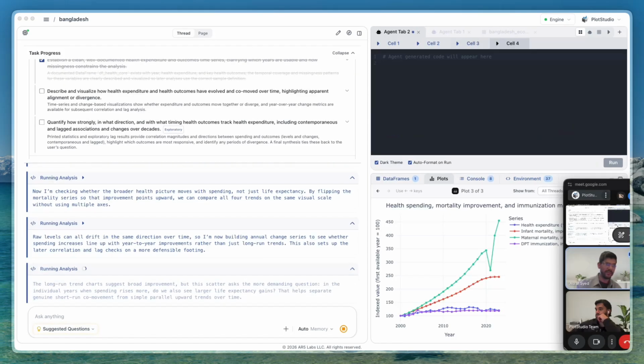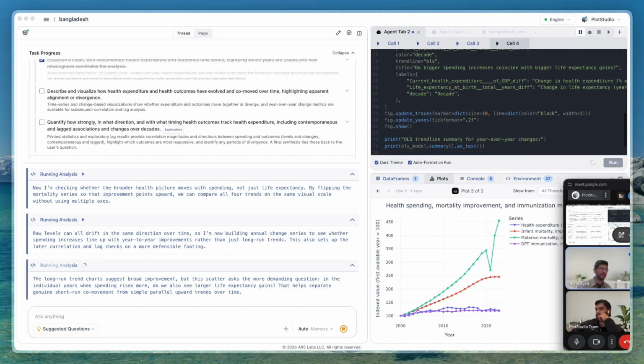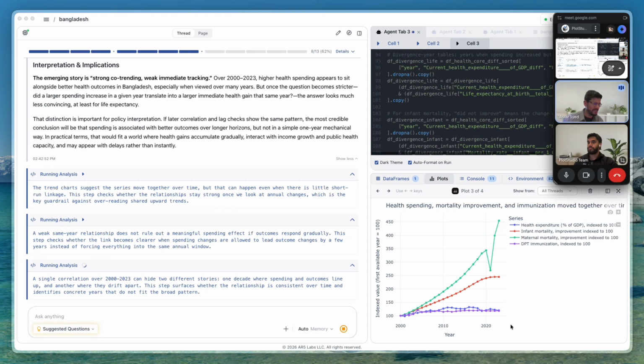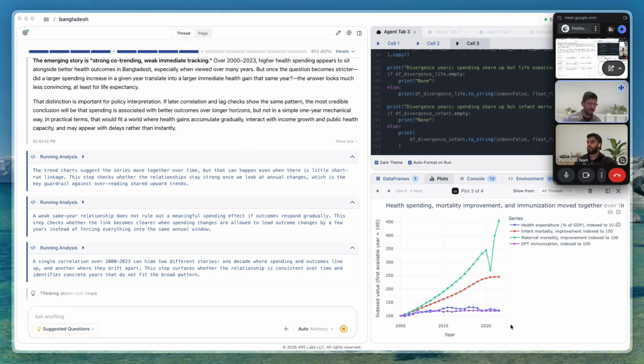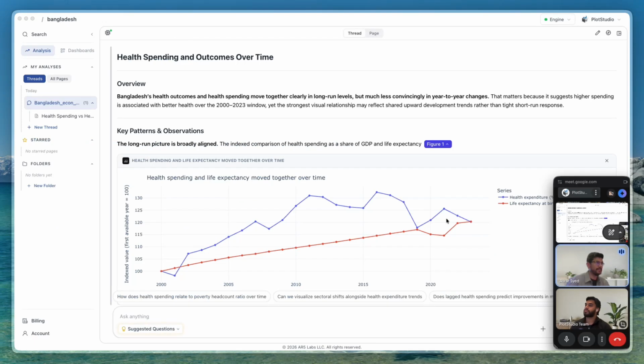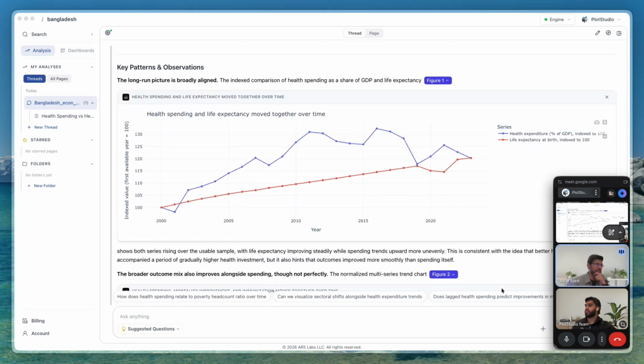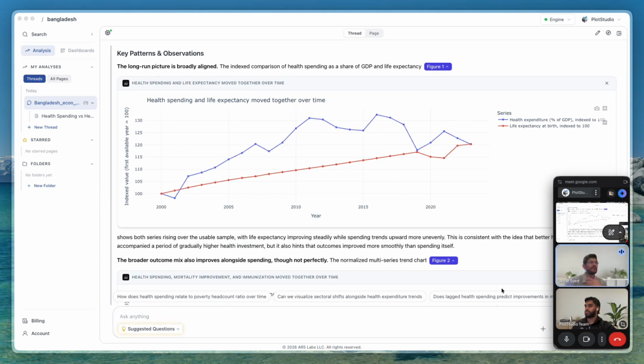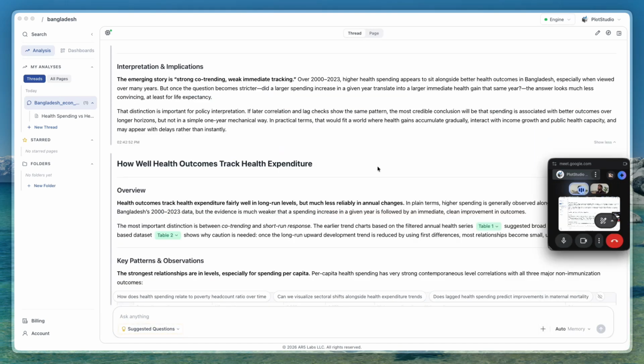Okay, interesting. So health expenditure hasn't really increased much over the years, is what it seems like. Wow, I'm surprised. We are probably looking at an index value of spending. And yeah, it hasn't really increased all that much. Health spending and outcomes moved together clearly in long-run levels, but much less convincingly in year-to-year changes. Yeah, that's fair. I would expect healthcare expenditure to lag a little bit, right? It takes some time for expenditure to translate into outcomes. It's not easy to change life expectancy, and the data reveals that with delays rather than instantly. That makes sense, right?